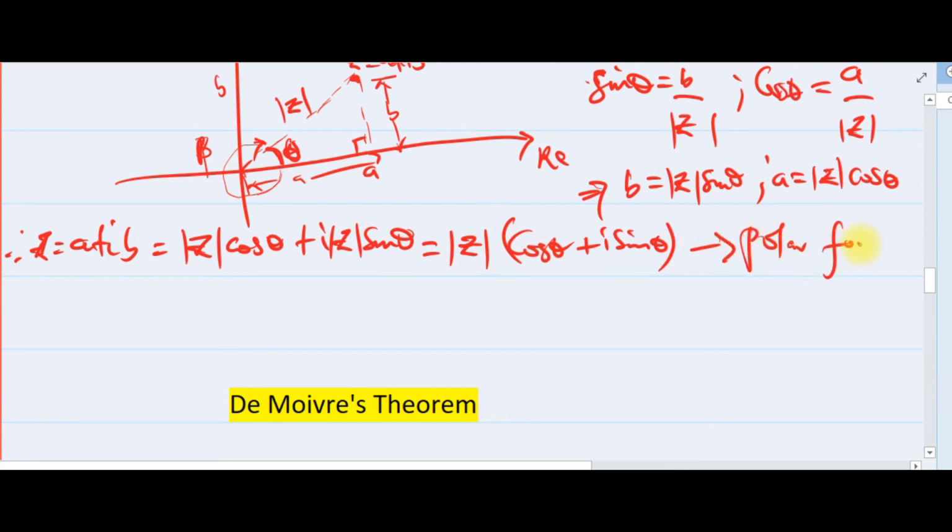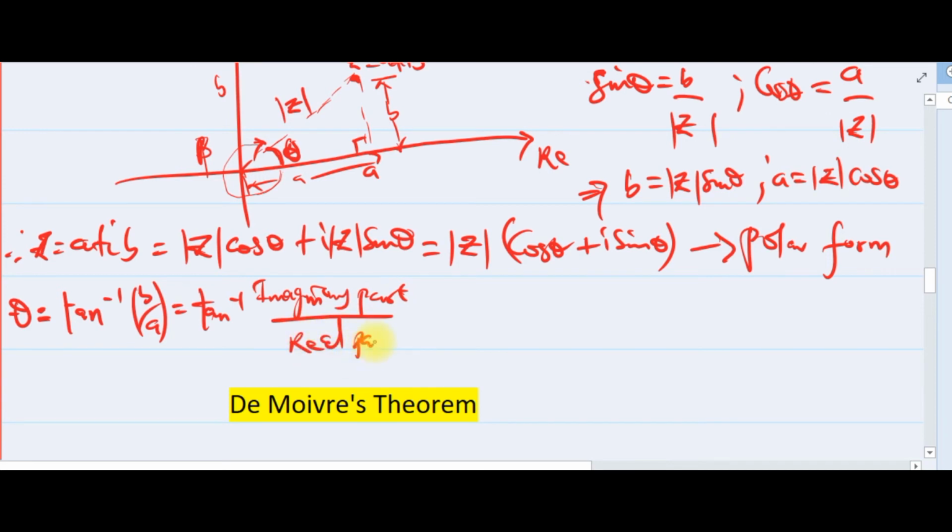We'll be using it a lot here. So this is the polar form of a complex number, where theta is called the argument. Again, from that same diagram, tan theta is opposite over adjacent, so theta is tan inverse of the imaginary part b over a. So the argument of any complex number is arctan of the imaginary part over the real part. That's in case you are asked to find the argument.